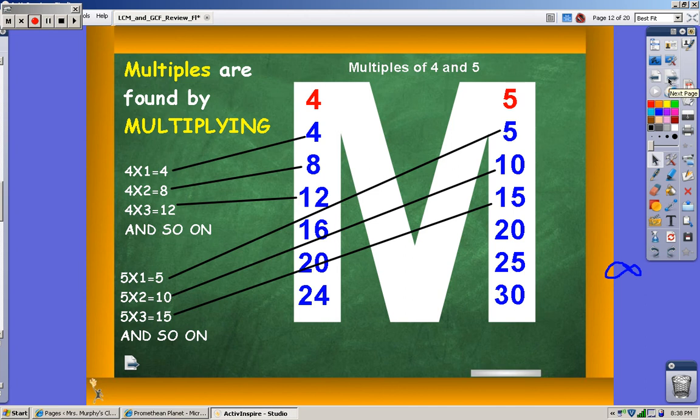So least common multiple, I think, is easiest found using this method, but I'm also going to show you the prime factorization method that we've talked about too, just so that you can use the way that works best for you.